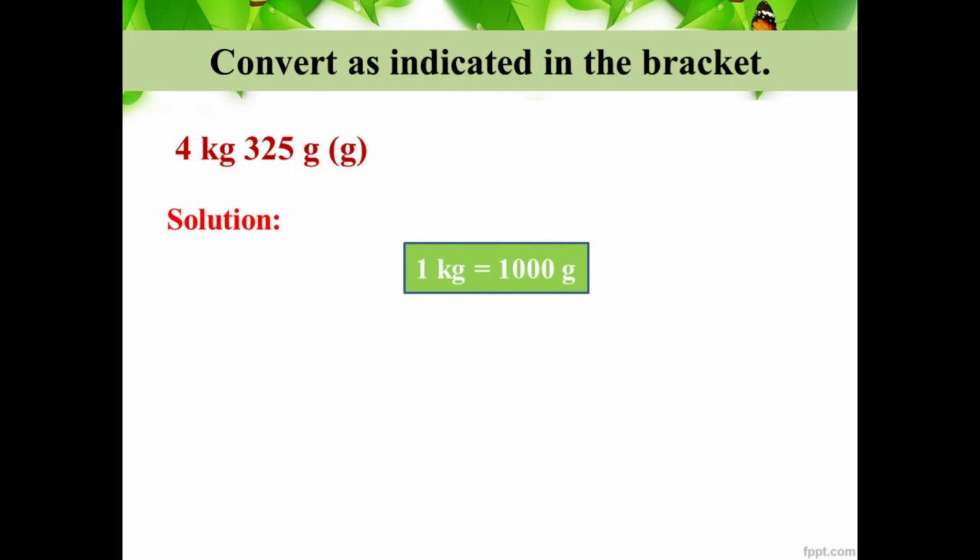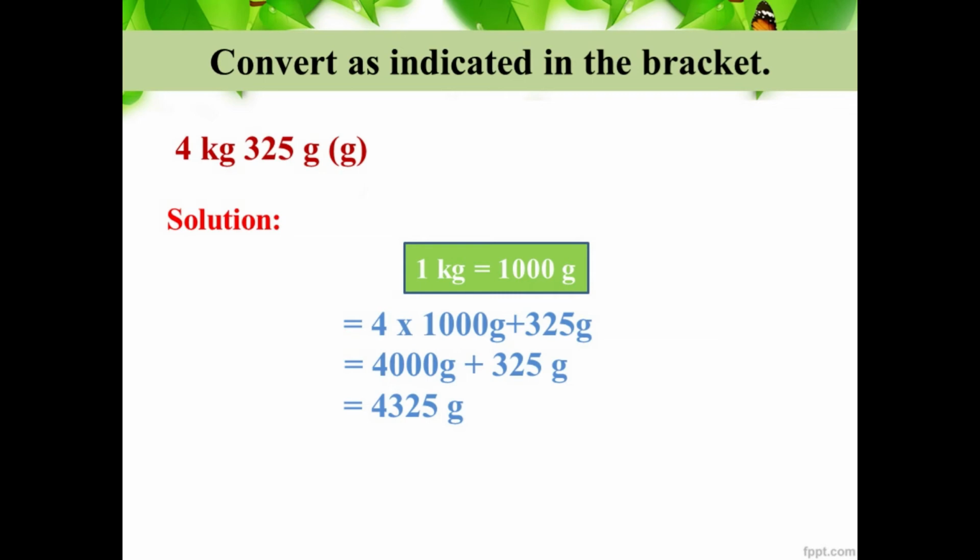Solution: you know 1 kg equal to 1000 gram. So on substituting this 1000 gram in 4 kg, we get 4 into 1000 gram plus 325 gram, that is 4000 gram plus 325 gram. Adding these two, we get 4325 gram. Therefore, the answer for 4 kg 325 gram is 4325 gram.